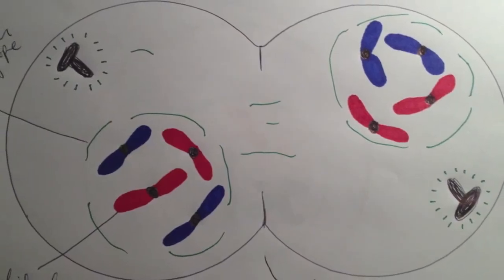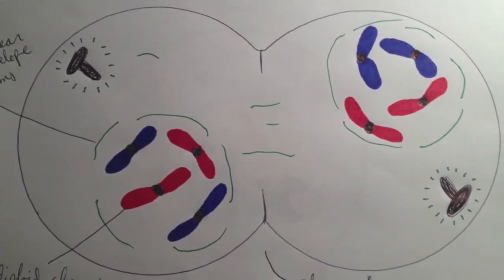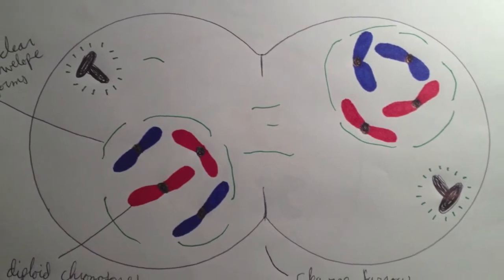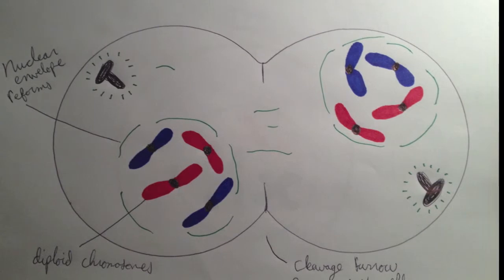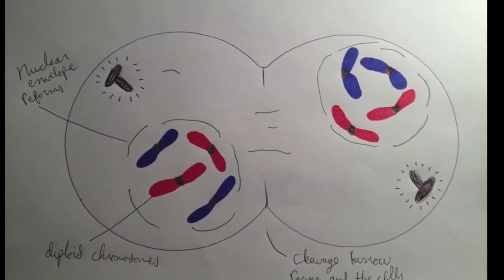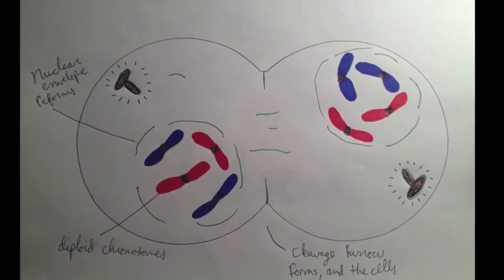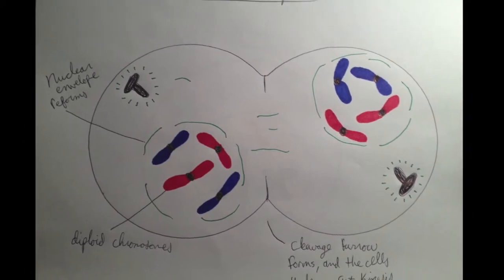Finally is telophase. The chromosomes reach the poles of their respective ends, the nuclear envelopes begin to reform, and the spindle fibers slowly disintegrate. Cytokinesis then follows, and the final results of mitosis are two daughter cells with diploid sets of chromosomes.